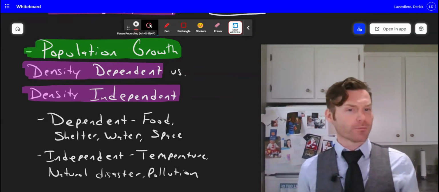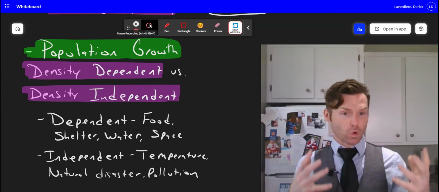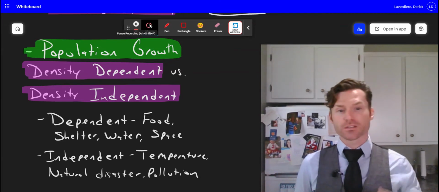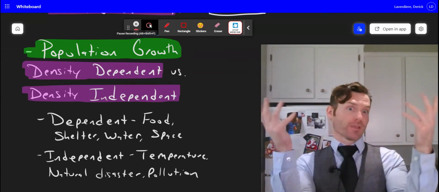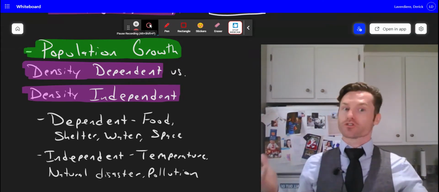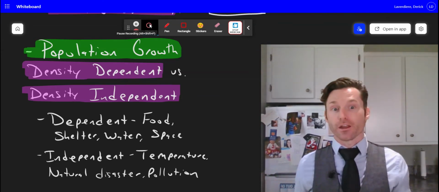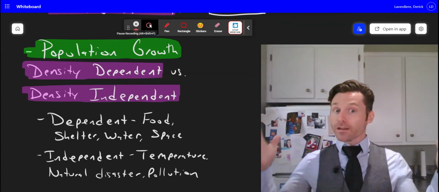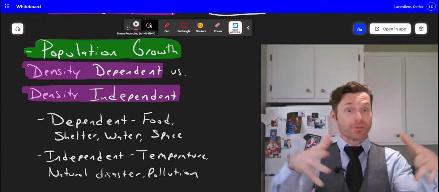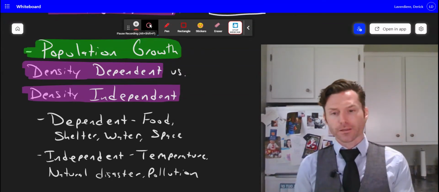And so some easy examples of density dependent population growth are food based resources, shelter based resources, water based resources, space based resources, right? And so if I have 7 orange trees in an area, maybe I can have 8 goats live in that area, right? If I have 9 goats in that area, things start falling apart, it gets too densely compacted of a population for that ecosystem to support. Yeah?